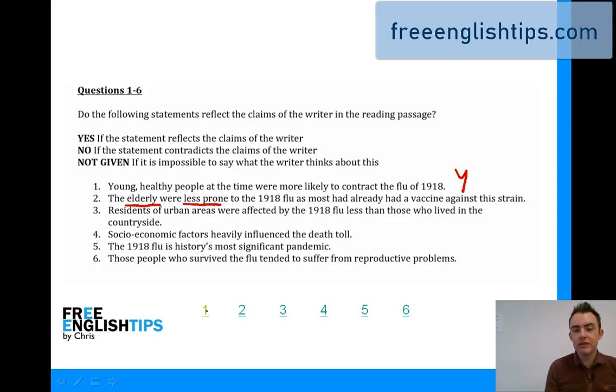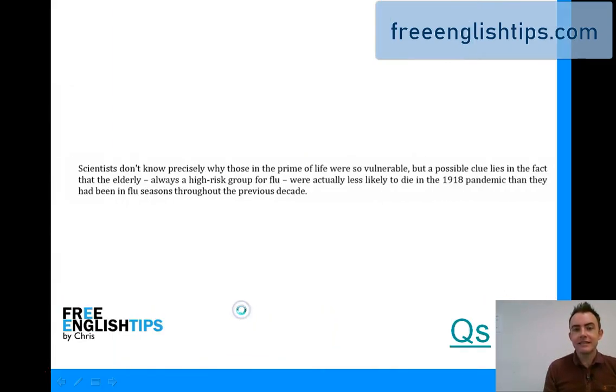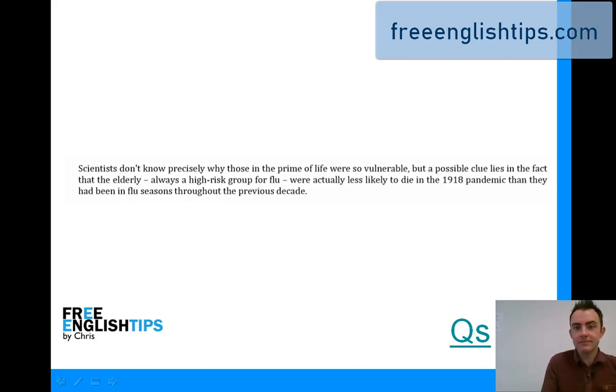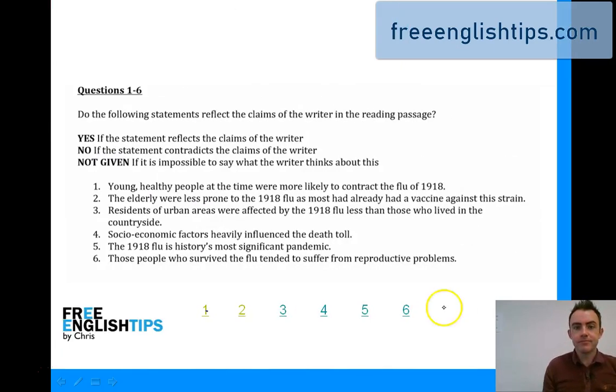Let's have a look at the next question, which says the elderly, okay, were less prone to the 1918 flu because most had a vaccine against this strain. So where did we find any information about a vaccine? Well, I found something about the elderly people in this section here. It talked about the elderly just here. However, there's no mention of a vaccine. Okay, so the answer to this is not given because there is no mention of the vaccine. Does that make sense?